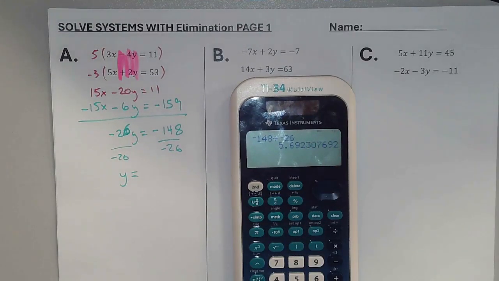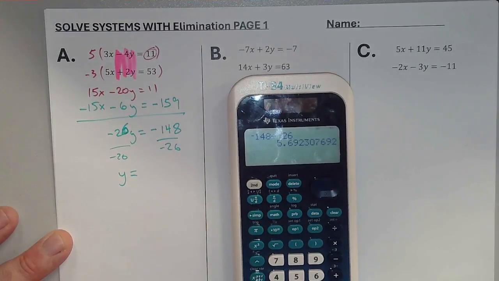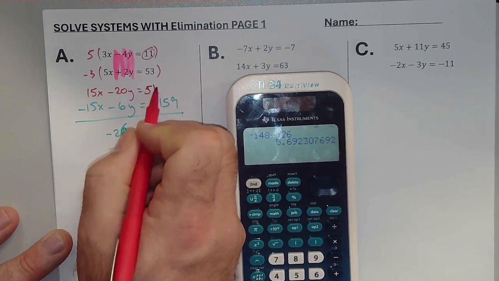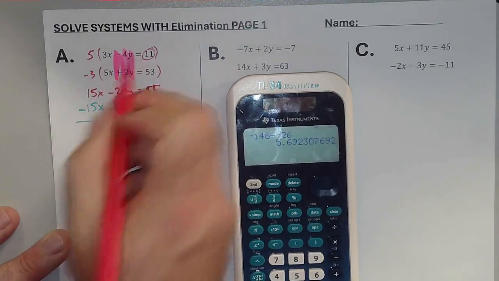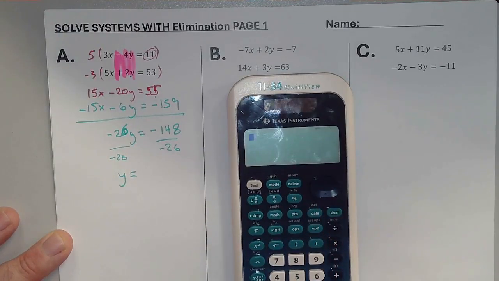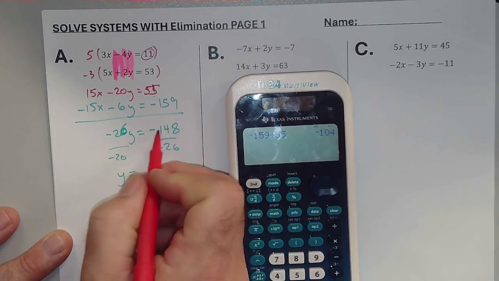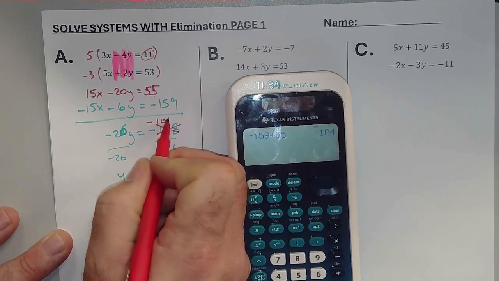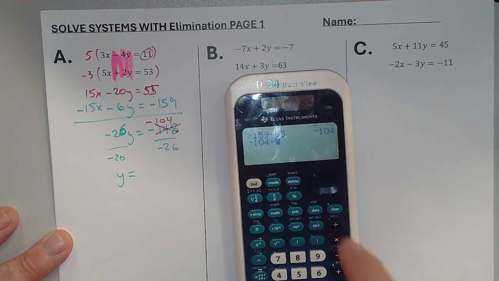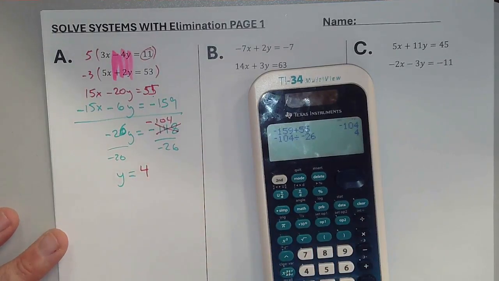Oh, I know what I did. Oh, classic mistake on the first one. This should not be 11 here. This should be 55, because 5 times 11, I got to remember to do that. Now that changes this number for me. I got negative 159 plus 55 gives, oh, there we go. So let's change this to negative 104. Now we're dividing by that negative 104. Stop laughing, Miss Benoit. That's so not nice. Oh, look at that. A nice, neat 4.